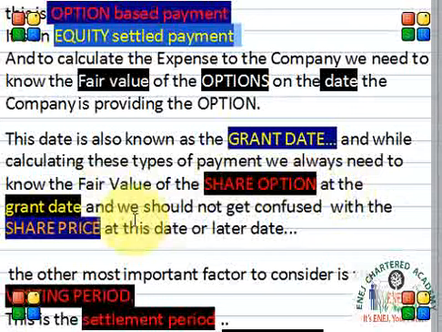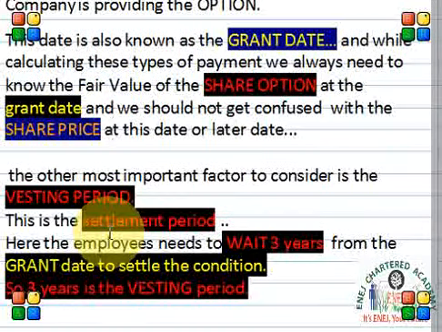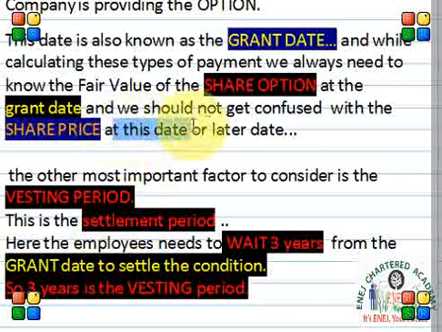The fair value of the share option at the grant date will be given to you in the examination, so do not get confused with the share price. Never use a share price in this type of question. The examiner might confuse you by giving the share price at this date or any later date, but do not use them. The other most important factor to consider is the vesting period. Do not get confused with this. This is the period needed to settle the condition.